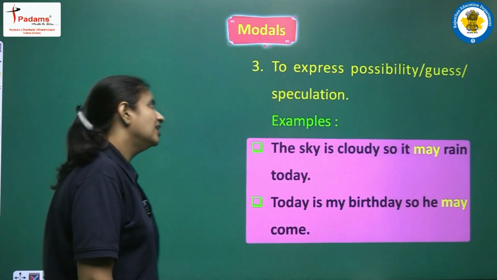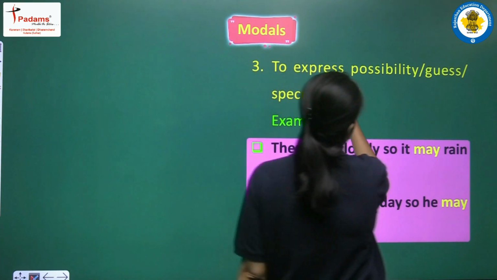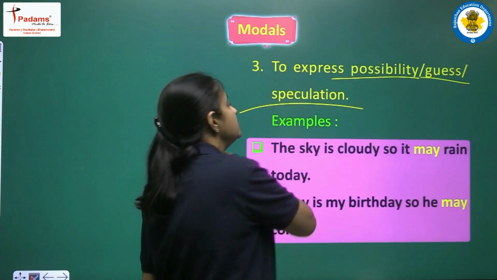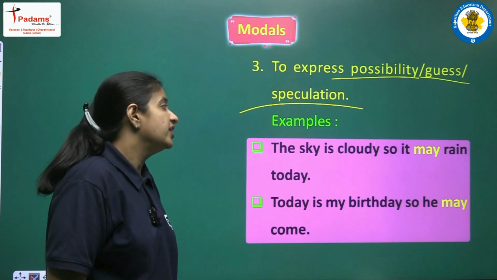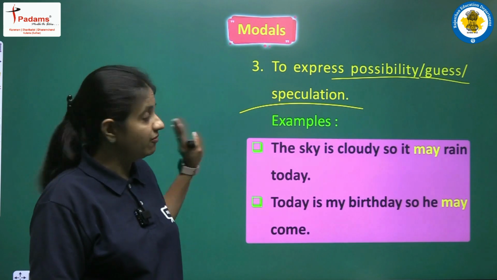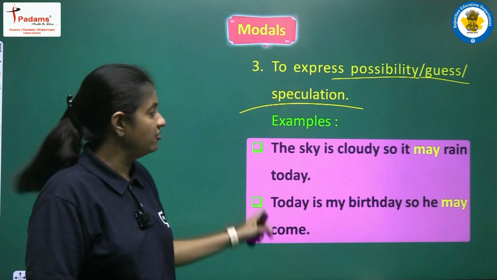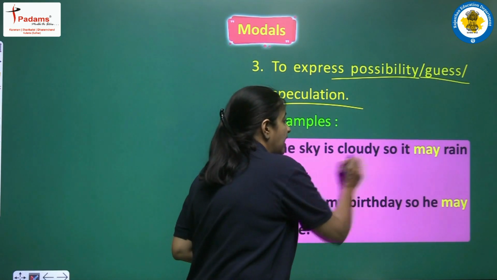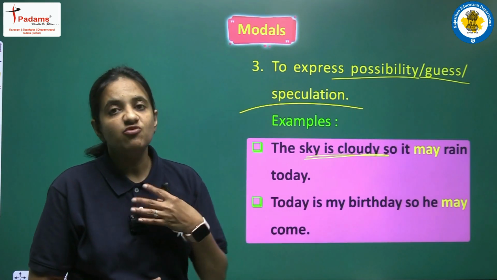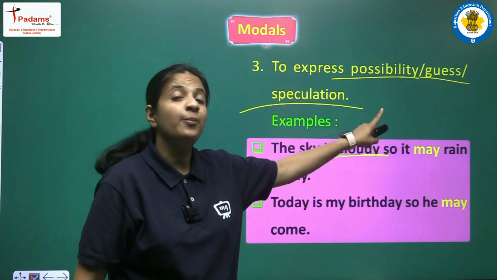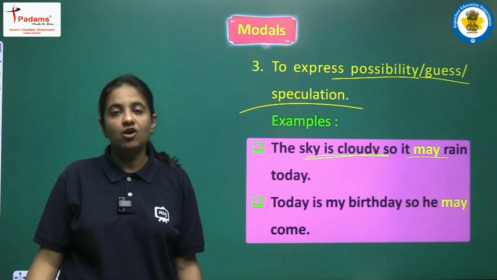Alright. Next we are having another use of may. It is used to express possibility, guess, or we can say speculations. Let's see the examples. The sky is cloudy, so it may rain today. So here we are showing one kind of guess, one kind of possibility. Today the sky is very cloudy, there are so many clouds in the sky, so it is very much possible that it may rain today. So with the help of may, we are showing possibility of something.